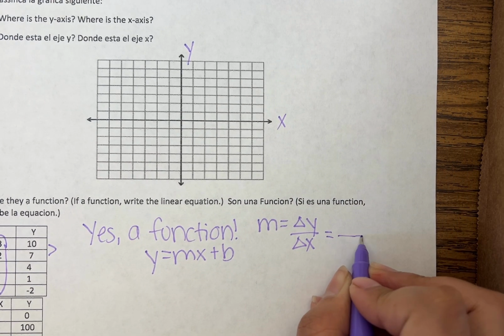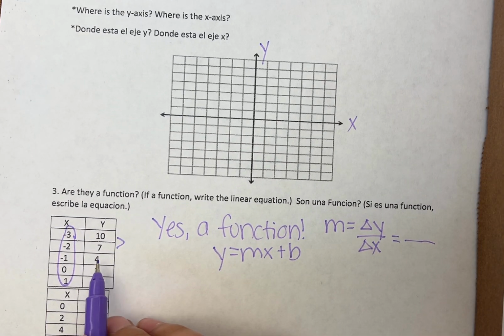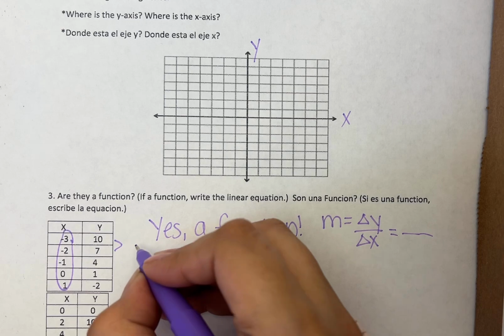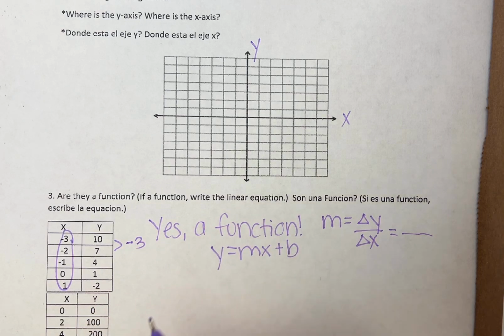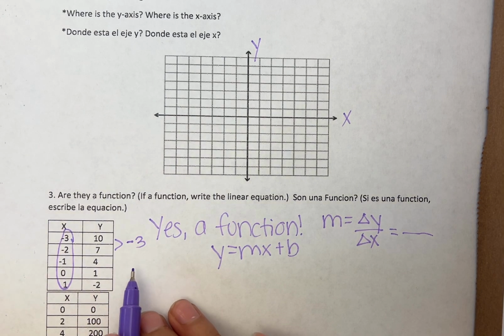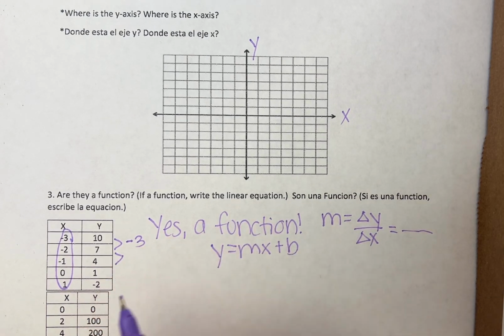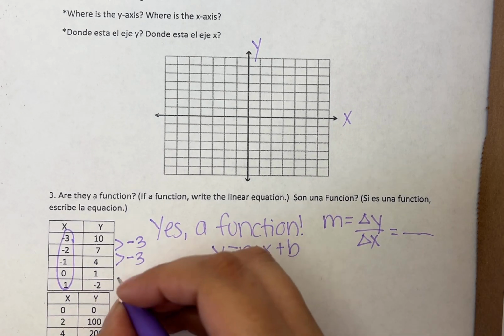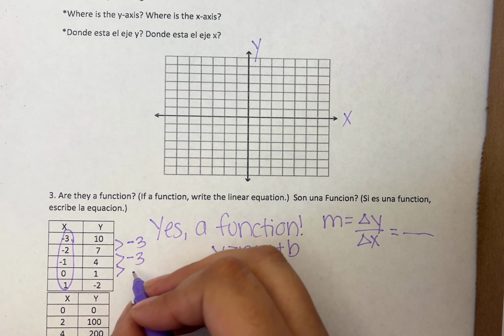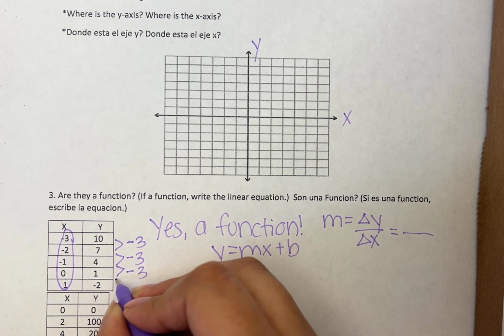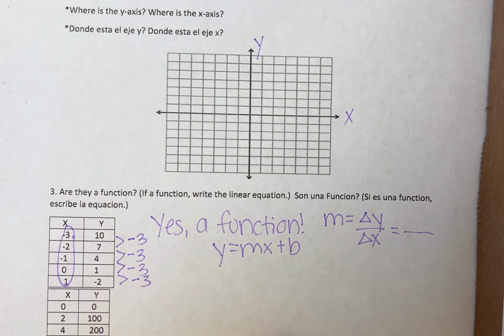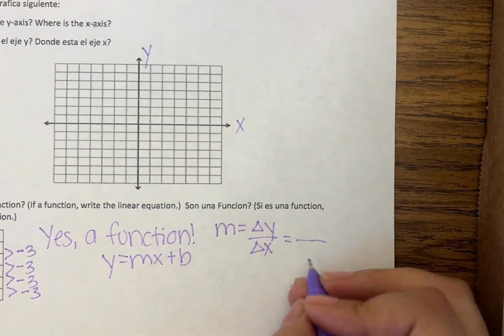So from 10 to 7, did it increase or decrease? De 10 a 7, ¿se disminuyó o aumentó? It decreased. Se fue para abajo por 3. Okay? From 10 to 7, again, it went down 3. Otra vez bajó 3. From 4 to 1, it went down 3. And from 1 to -2, it went down 3. Okay, so my change each time was -3.